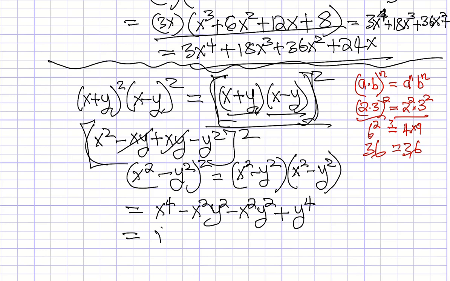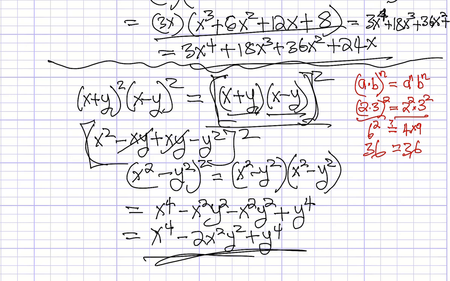Alright, so you get x raised to the power 4 minus 2x raised to the power 2, raised to the power 2, plus y raised to the power 4. I think that's the answer. We did it right. Do you see that? As you do more problems, you learn more stuff, okay? So we did that one right. Let's go to the next one.